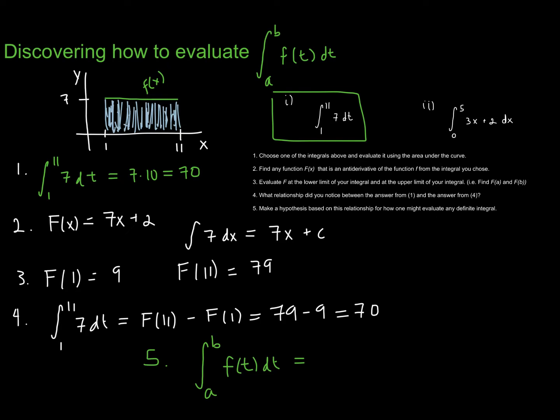Well, it doesn't take a whole lot of rocket science to figure out what our hypothesis is. If we have the definite integral from a to b of lowercase f of t dt, it appears as though the value of this definite integral can be found using any antiderivative, capital F, evaluating it at the upper limit, and subtracting capital F evaluated at the lower limit, where capital F simply represents any antiderivative of my function lowercase f of t.